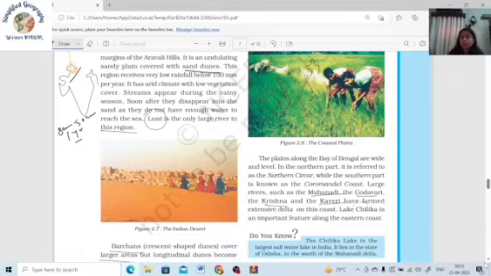Lake Chilka is also an important thing to study in this chapter and is featured along the eastern coast. It lies in Orissa somewhere here. Chilka is the largest saltwater lake in India, and it lies in the state of Orissa to the south of the Mahanadi Delta.